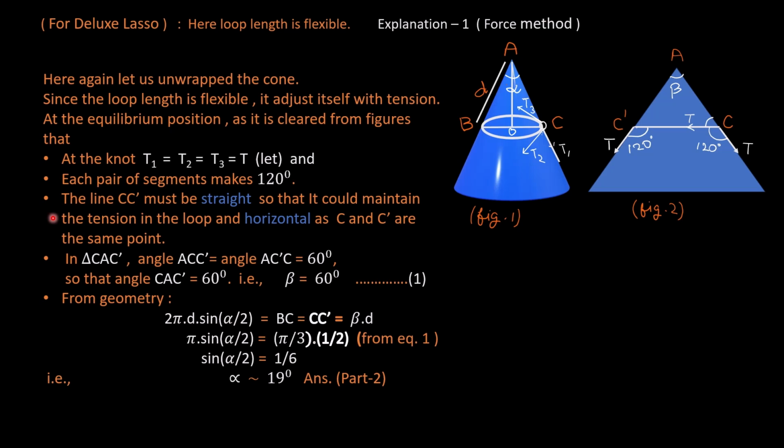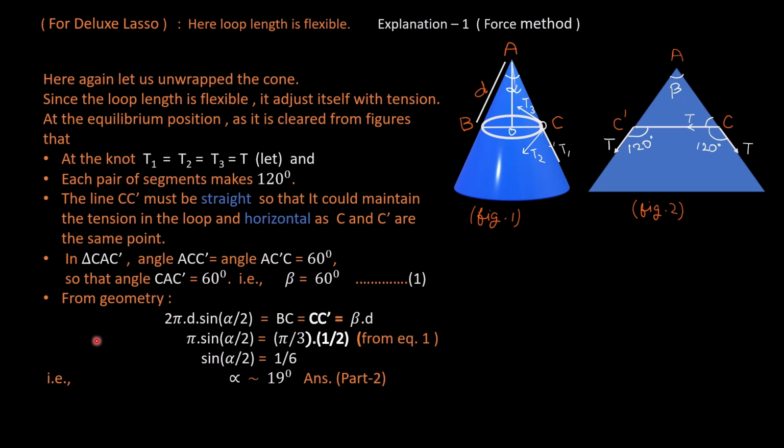Again, from figure 2, the line CC' must be straight so that it could maintain the tension in the loop, and also horizontal, as C and C' are the same point. Again in figure 2, in triangle CAC', we see that angle ACC' must be equal to the angle AC'C, and this is equal to 60 degree, so that the angle CAC' is equal to 60 degree. That is, beta is equal to 60 degree. This is our equation 1.